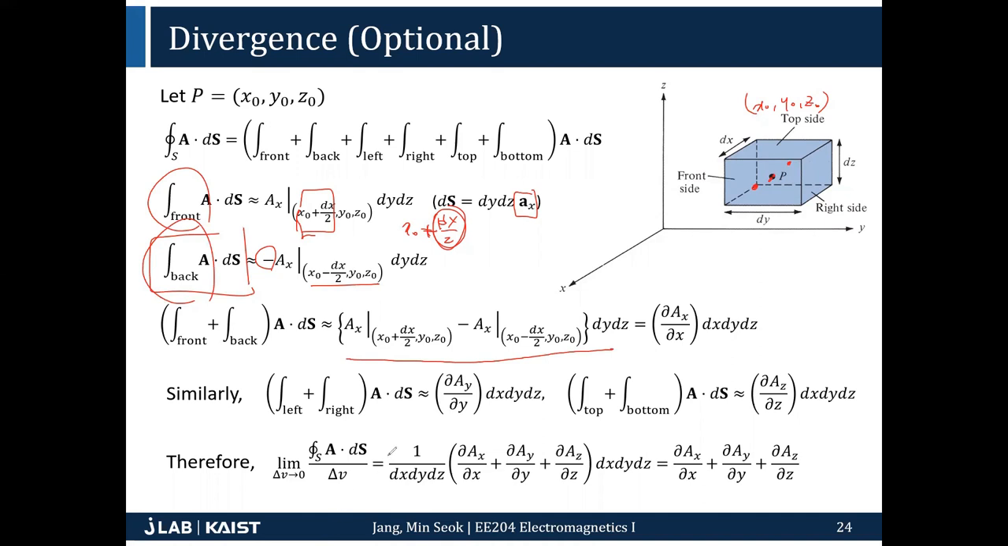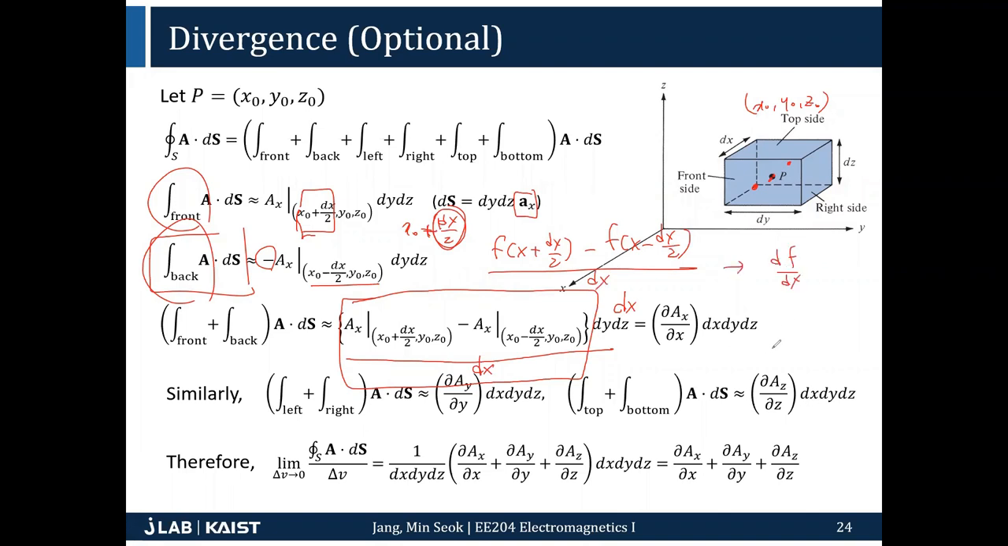right? And then you multiply dx here and divide dx in front, then you can see that this term is actually the partial derivative of AX evaluated at x0, y0, z0. Right? You can see what I'm talking about. It's like f of x plus dx divided by 2 minus f of x minus dx divided by 2, and divided by dx. This is nothing but df/dx, right? Evaluated at x0. So this thing applies here.